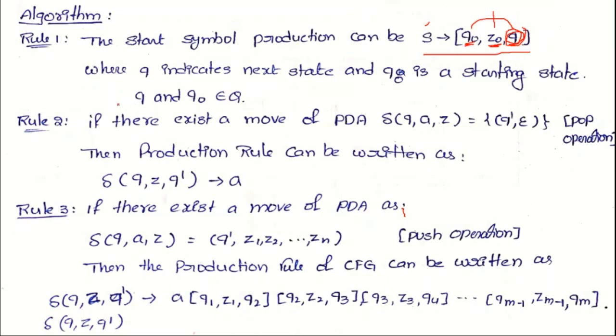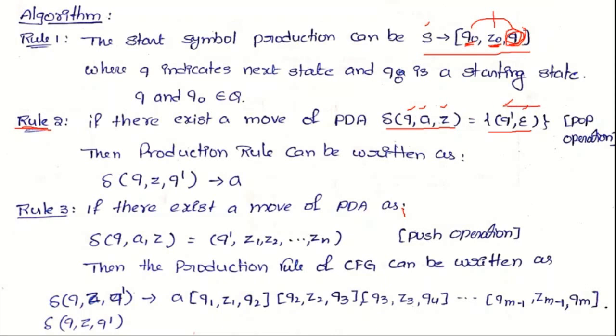Next, we find the production rule for the pop operation from the pushdown automata. In case there is a transition in the PDA in the form of delta of q comma a comma z equals q dash comma epsilon, here q is the current state, a is the input and z is the top of the stack. Then go to the next state q dash and perform epsilon, that means the pop operation.